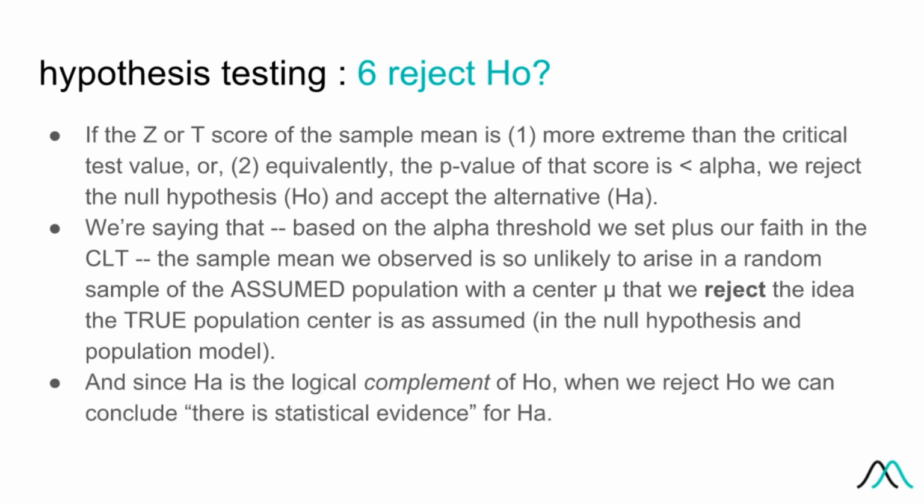And since the alternative hypothesis, HA, is the logical complement of H0, when we reject the null hypothesis, we then conclude that there is statistical evidence for HA. We embrace the alternative hypothesis, that the true mean either does not equal, is less than, or greater than mu, depending on the hypotheses we set up.